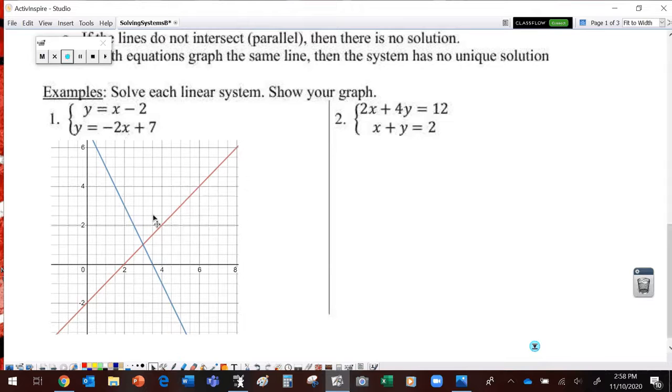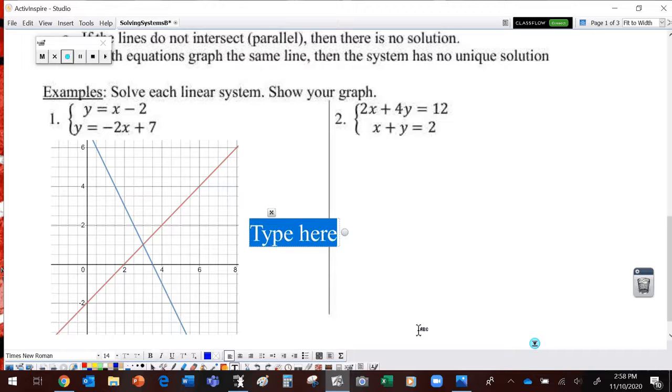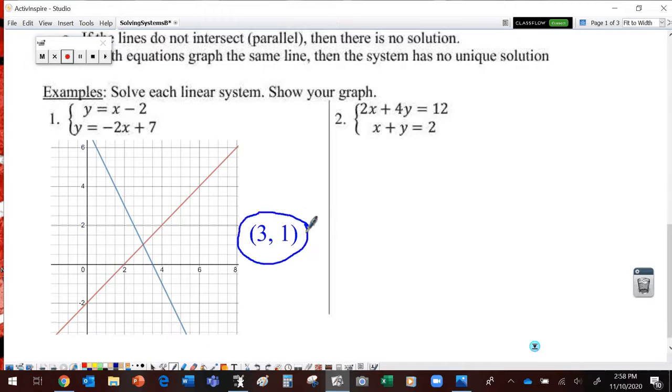There's our work. Now what we want is the solution to this system of equations. Well, the solution is going to be the ordered pair 3, 1. And that's the solution to our system of equations here.